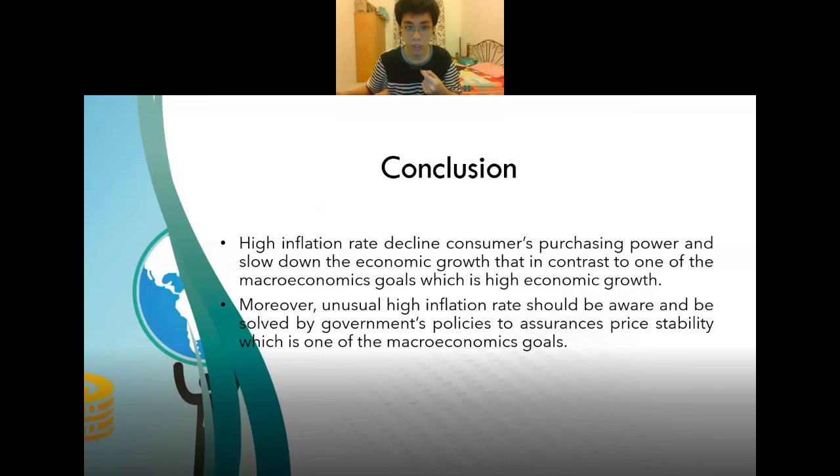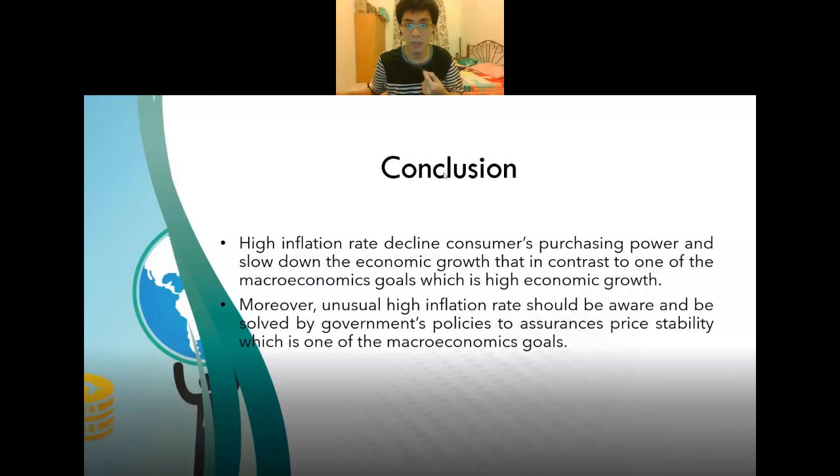In conclusion, a high inflation rate declines consumers' purchasing power and slows down economic growth, which is in contrast to one of the macroeconomic goals, which is high economic growth. Moreover, an unusually high inflation rate should be recognized and solved by government policy to assure price stability, which is also one of the macroeconomic goals.